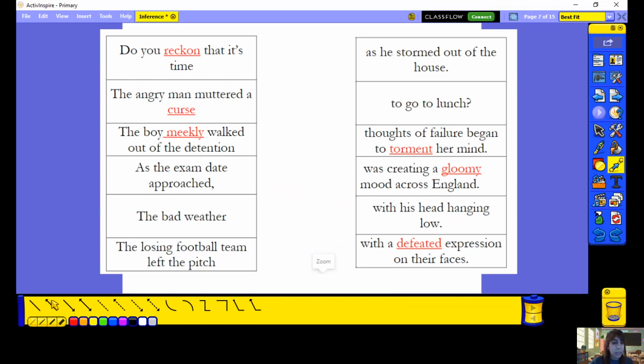So I am going to match them up with my red line. So the first one is, do you reckon that it's time to go to lunch? What time is it now, Miss Chowdhury? 12:15, so I would say yes.